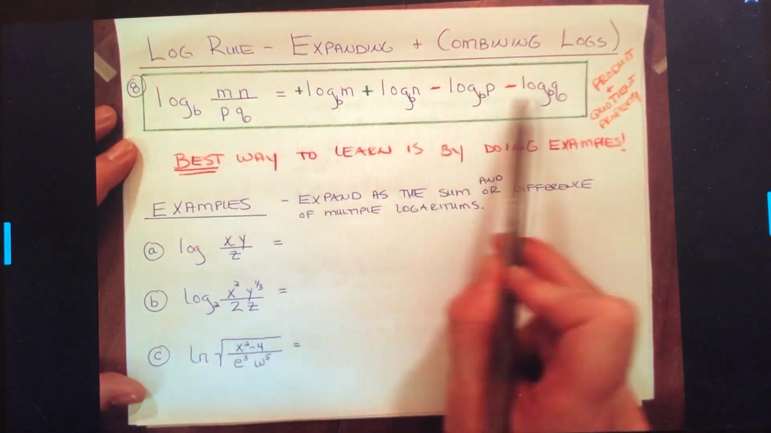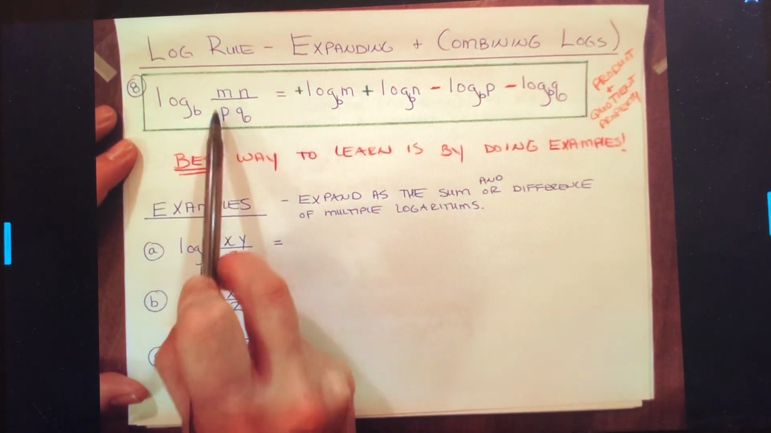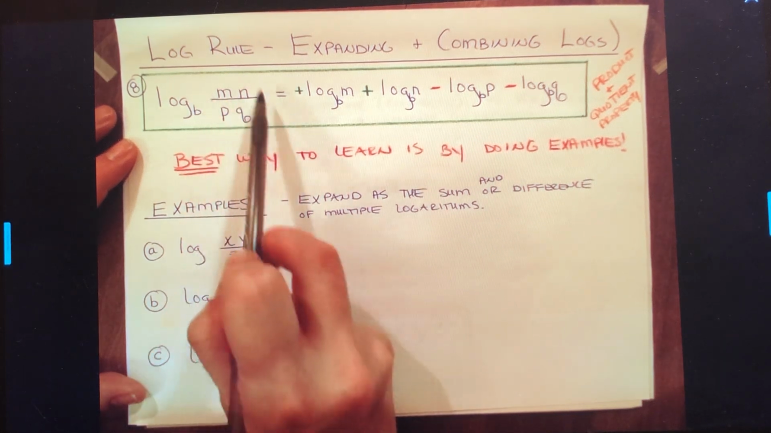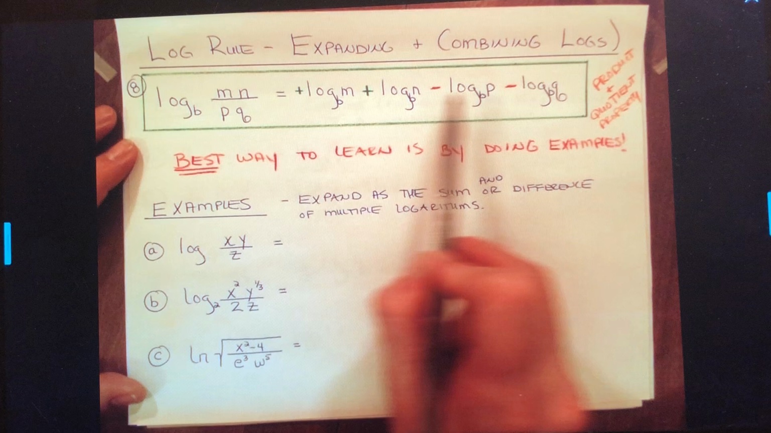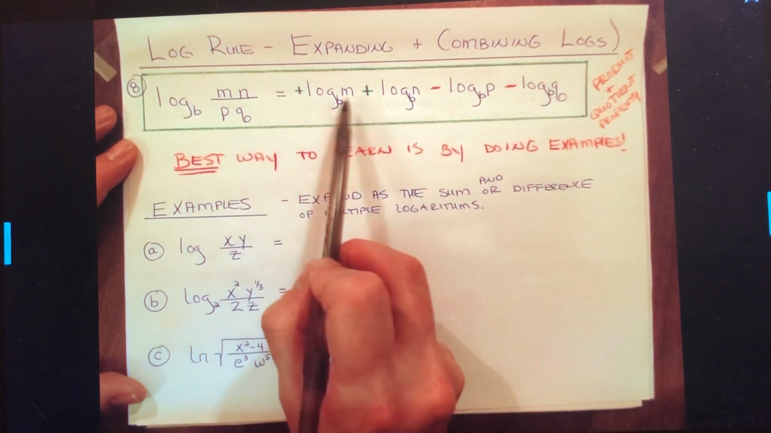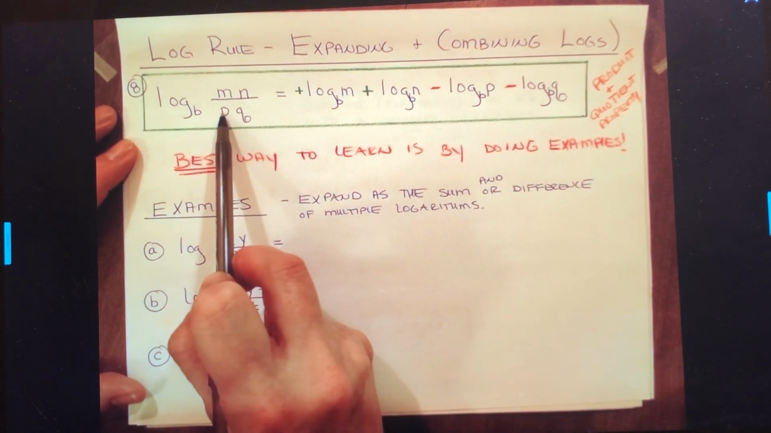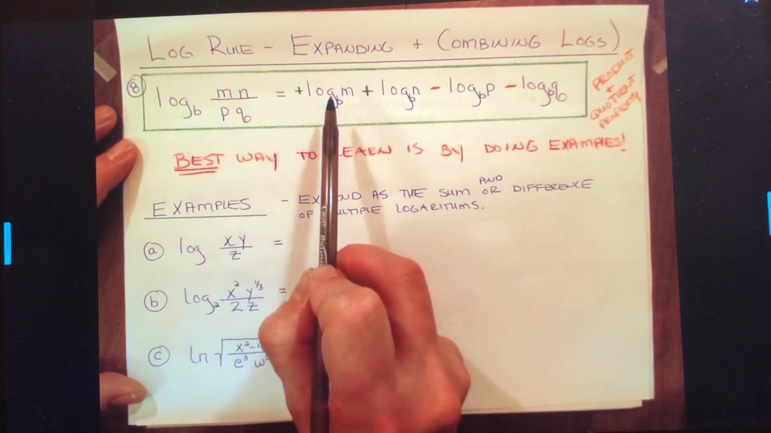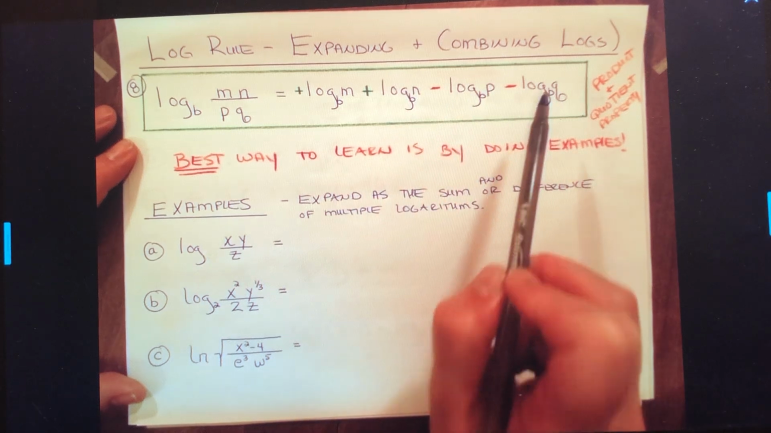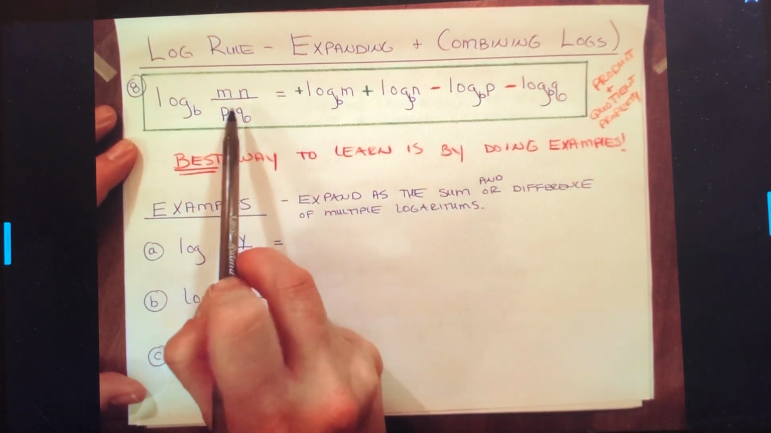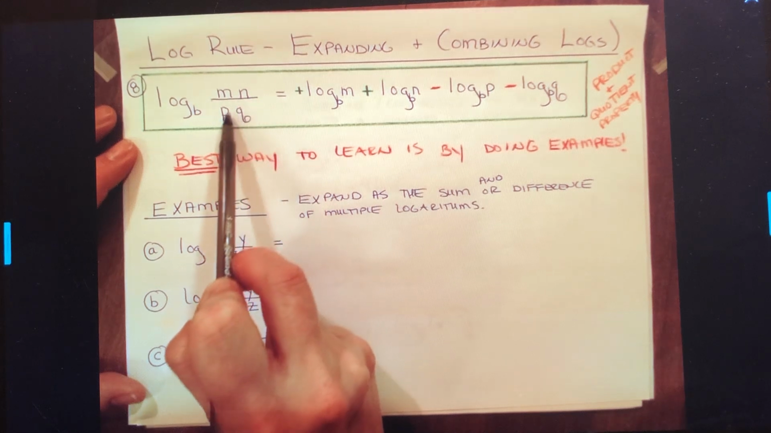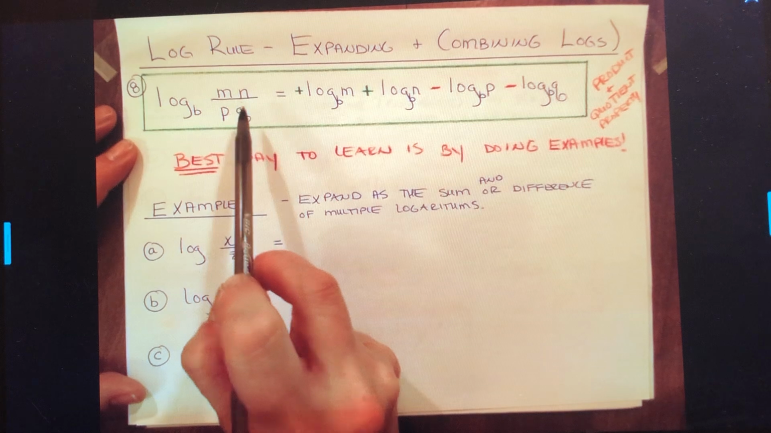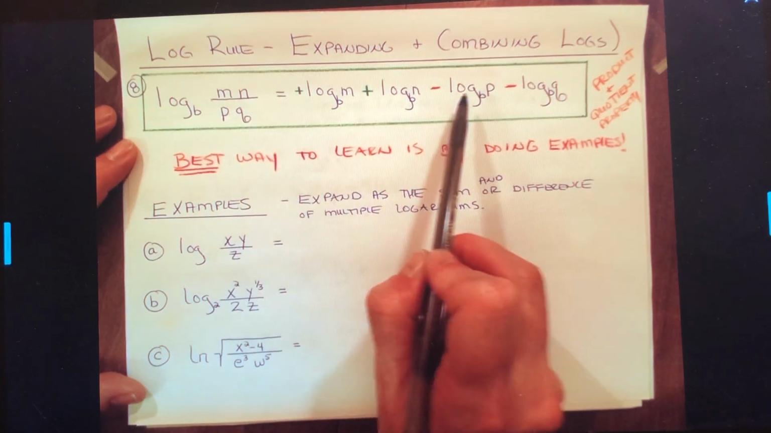If you look at this log rule, the key is if you have a single log and terms that are multiplied or divided by each other, we can split it into multiple logs. The key is to identify how many unique terms you have that are multiplied and or divided, and that would be the number of logs we're going to split it up into. So in this particular formula, we have 1, 2, 3, 4 different terms, all multiplied or divided. So we're going to split that into 4 logs.